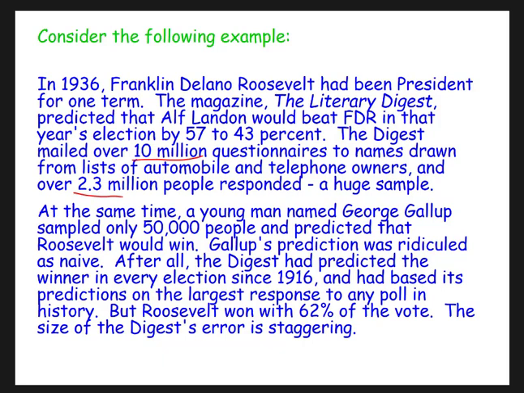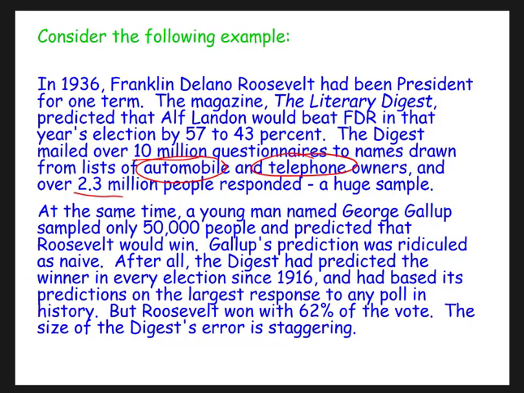Now, there's a couple of issues here. One is they were drawn from automobile and telephone lists. At that time, it wasn't uncommon for people not to own a car or a telephone. There's a large section of the population that's left out. Also, FDR was strongly supported by the people that were unemployed or lower income. Well, those would be the people that would be more likely not to have a phone or a car.